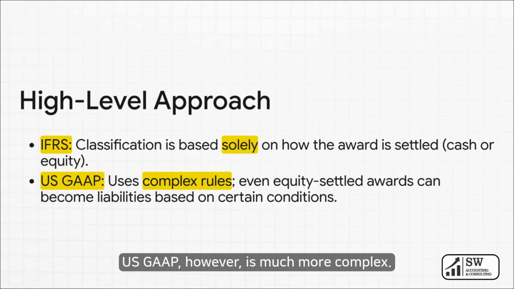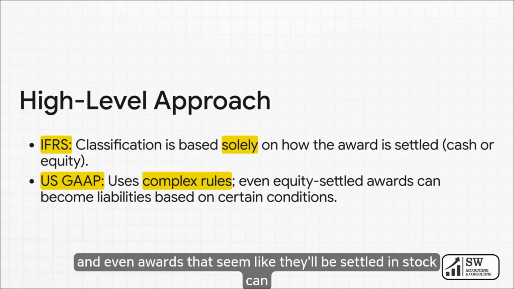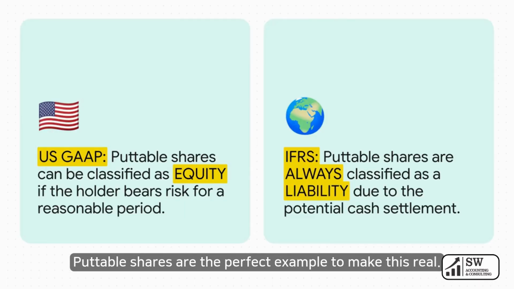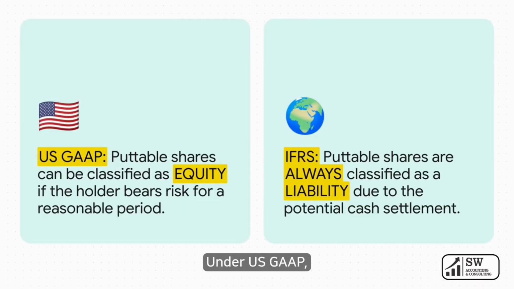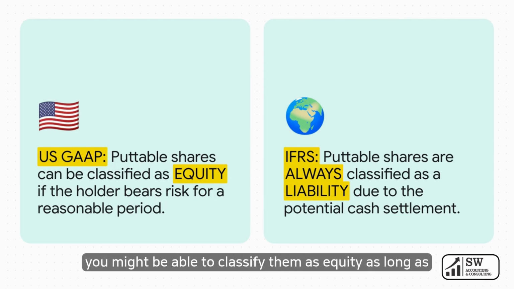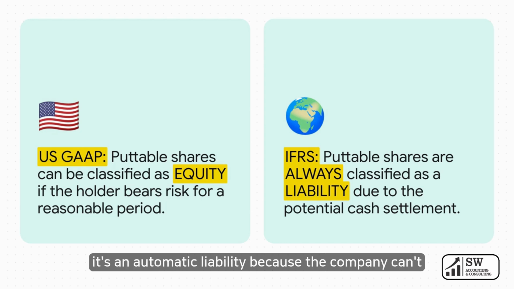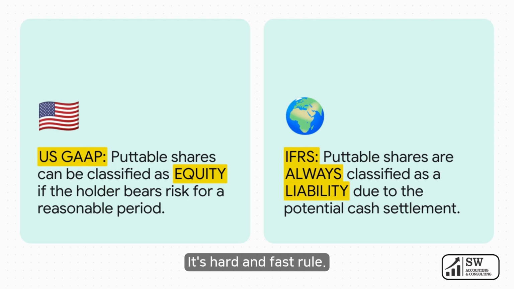US GAAP, however, is much more complex. You have a detailed set of rules, and even awards that seem like they'll be settled in stock can end up as liabilities if they meet certain conditions. Puttable shares are the perfect example to make this real. Under US GAAP, you might be able to classify them as equity as long as the employee holds on to them and is exposed to the stock's risk for a reasonable amount of time. But under IFRS, nope, it's an automatic liability because the company can't unconditionally avoid that potential cash payout. It's a hard and fast rule.